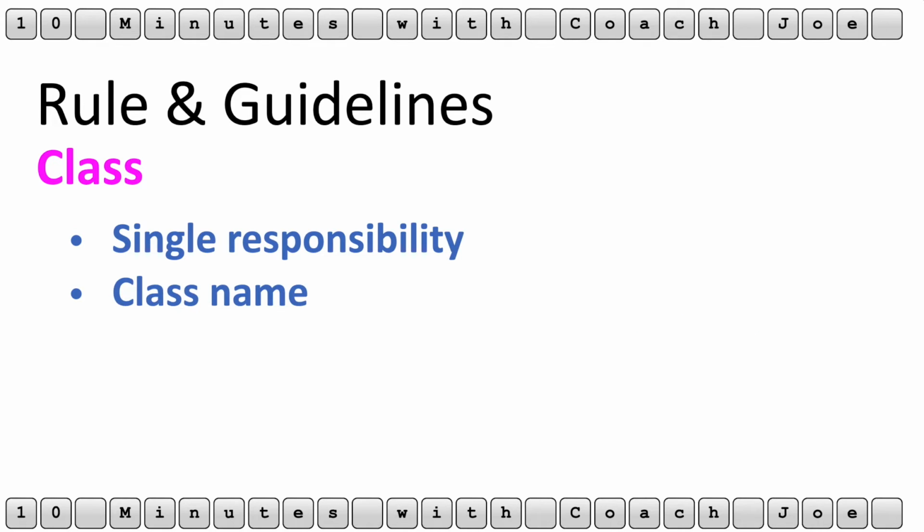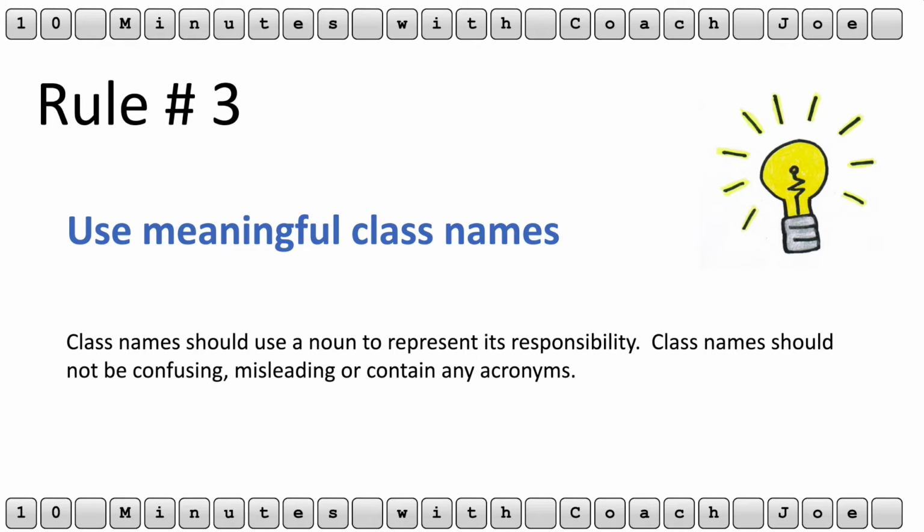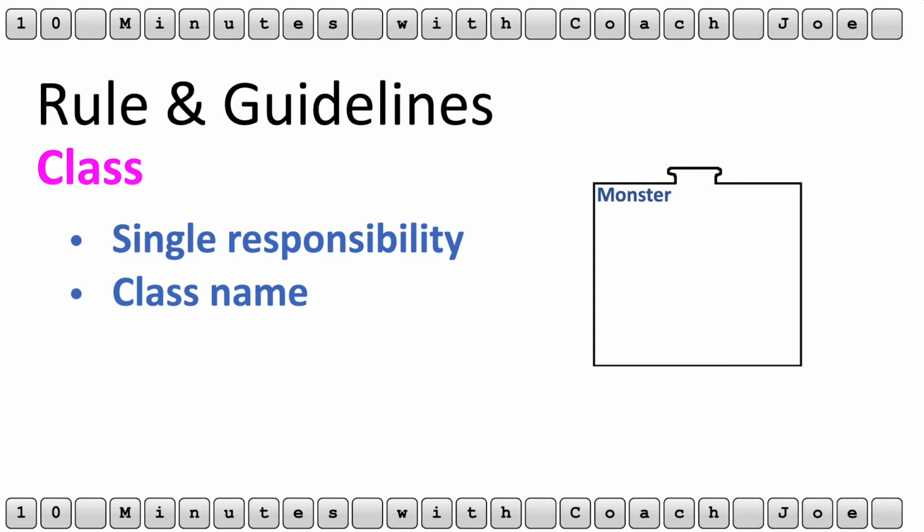The next rule or guideline is class name. Coach Joe rule number 3 states, use meaningful class names. Class names should use a noun to represent its responsibility. Class names should not be confusing, misleading, or contain any acronyms. A class name monster sounds general and could be misleading as it could mean any type of monster. The name goblin is more specific.